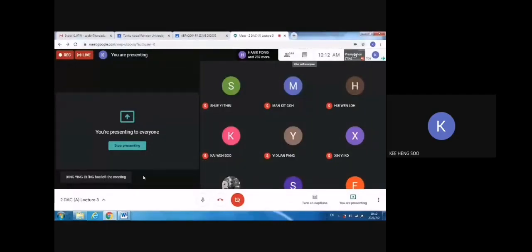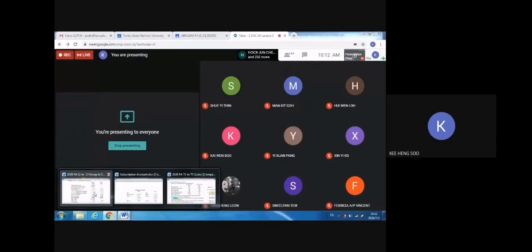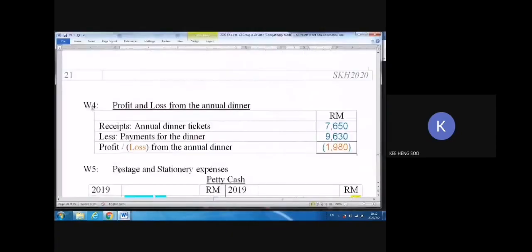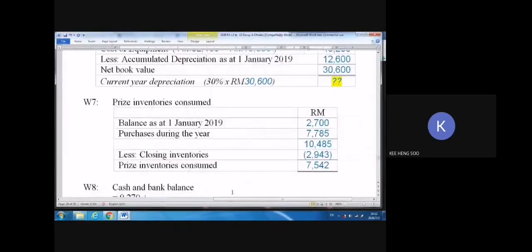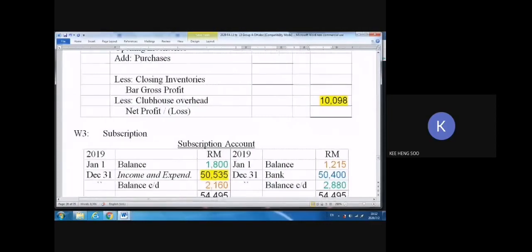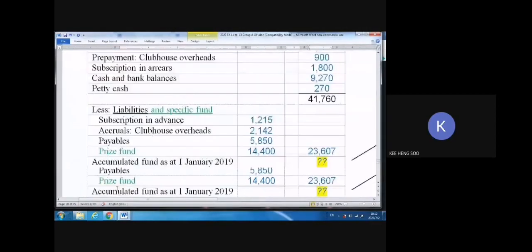Okay, now I'm going to proceed with the next one, life membership. You see how much we can do? This one very short topic only. Hopefully half an hour we can finish it.